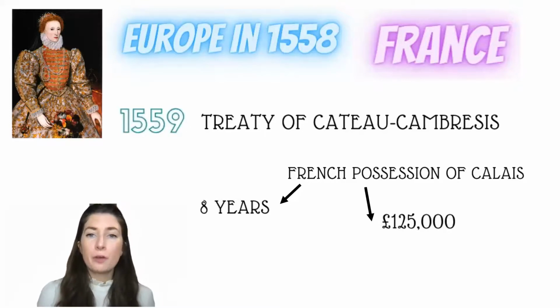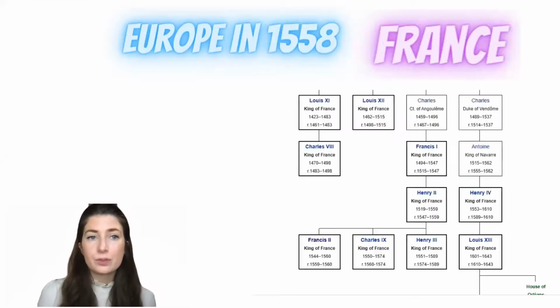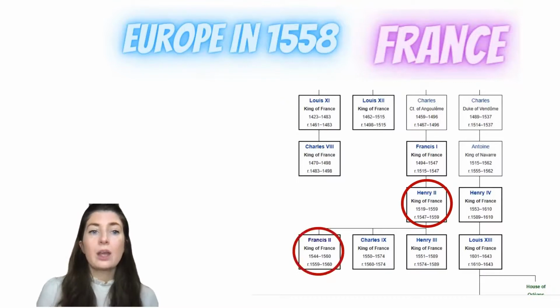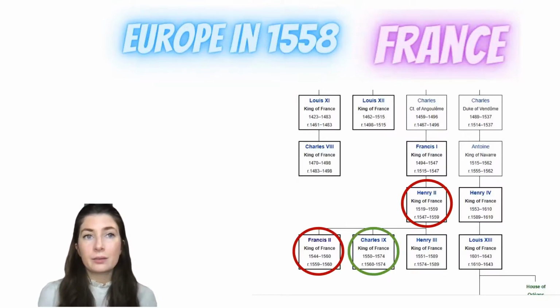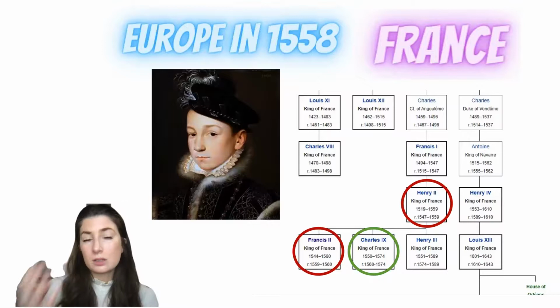£125,000. Now, France gets a little bit complicated because at the same time as Elizabeth is in power, they are having their own internal civil war. And this all surrounds factions and religion. The reason for this is that Henry II dies and his son Francis II inherits the throne. However, within 18 months, Francis also passes away, which means Charles IX becomes king. Now, he's only 10 years old, so he is unable to rule France effectively because of his age.